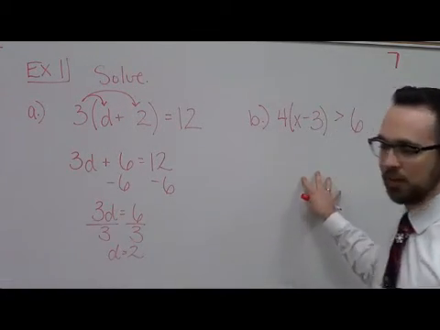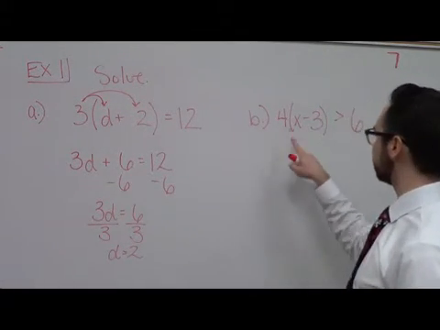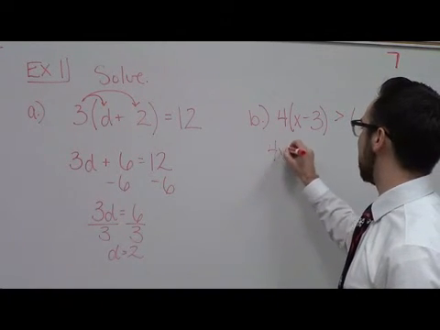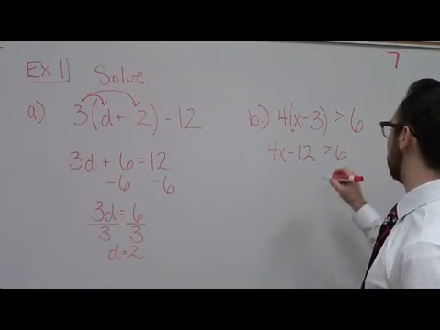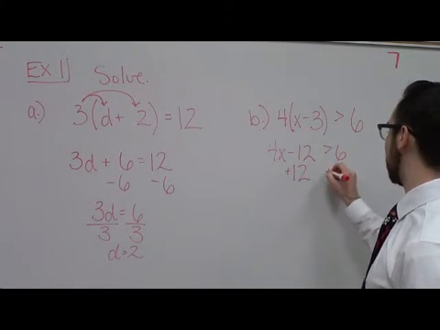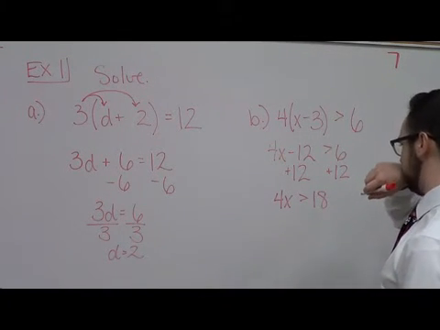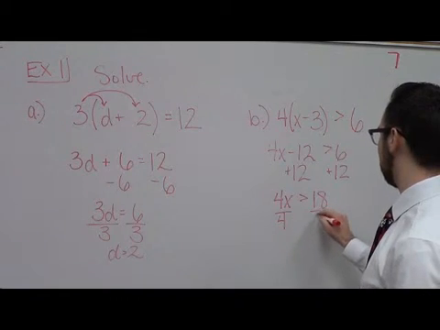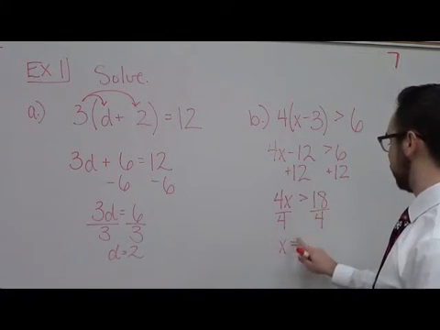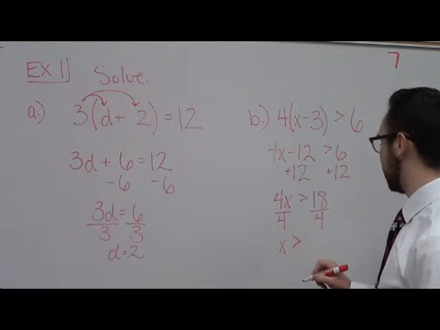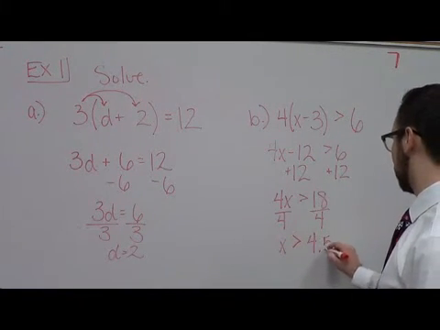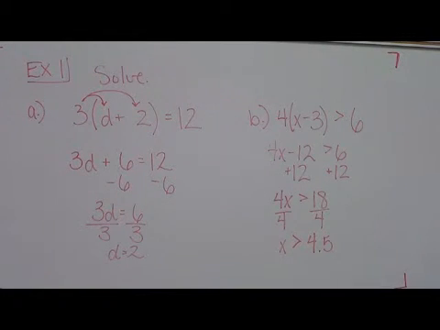Over here, it's kind of the same thing, except we're dealing with inequalities now. So again, we distribute. So we end up with 4x minus 12 is greater than 6. We add 12 to both sides. So we get 4x is greater than 18. We divide by 4, so we get x is, not equal to, x is greater than 4.5. And we're not going to worry about graphing these just yet, because that's the same as we had done before with the open and closed circles.